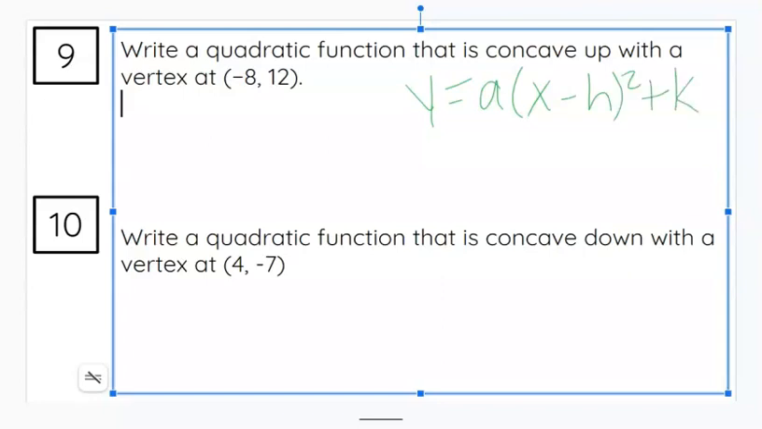So try it. It's a challenge type problem because I haven't explicitly taught you how, but you do have all the information that you need in order to accurately answer that. So just do your best.